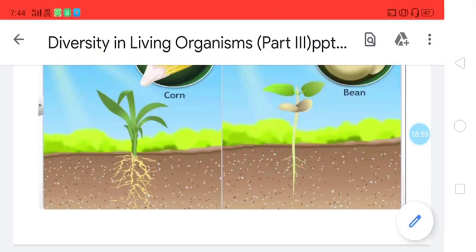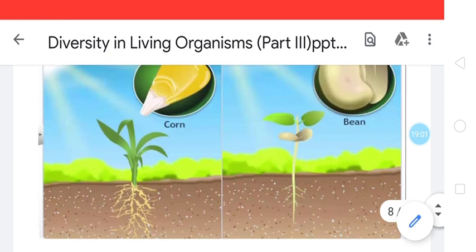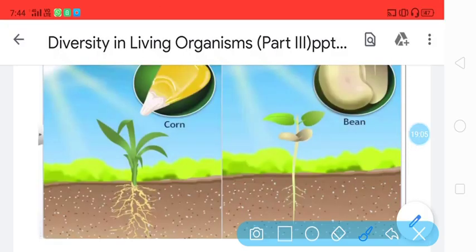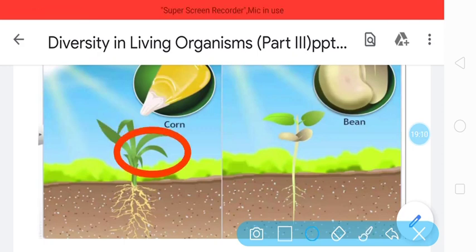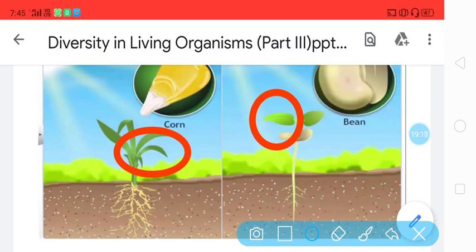Okay, next characteristic, if we try to understand, is the presence of the leaf system. The leaf system which is present is different. The leaf system has parallel venation in the case of monocots, whereas reticulate venation is present in dicot plants.